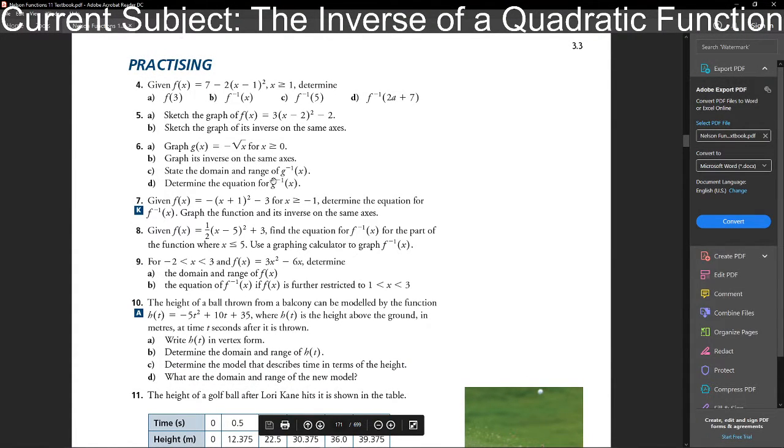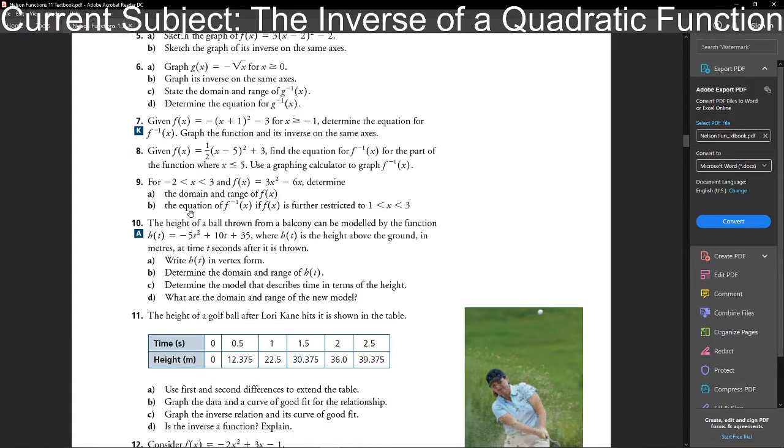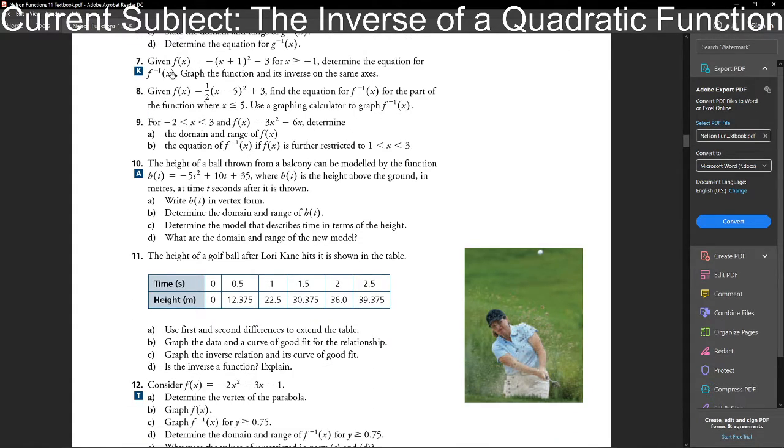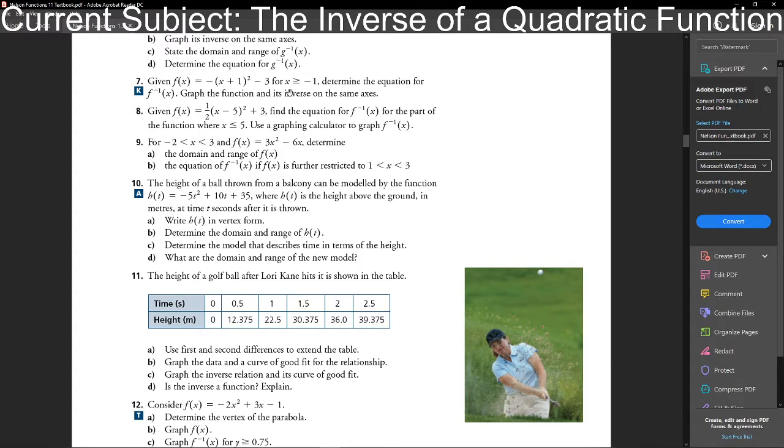State the domain and range, determine the equation, and we technically did that. Alright. Given f of x is equal to negative x plus 1 squared minus 3, x is greater or equal to -1. Determine the equation for f inverse of x. Graph the function and its inverse.